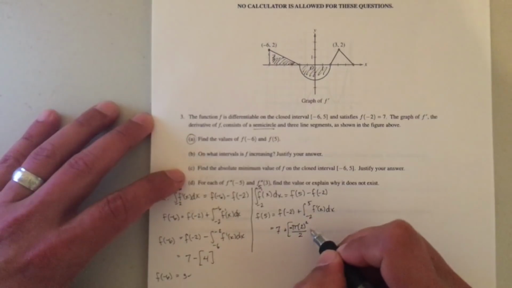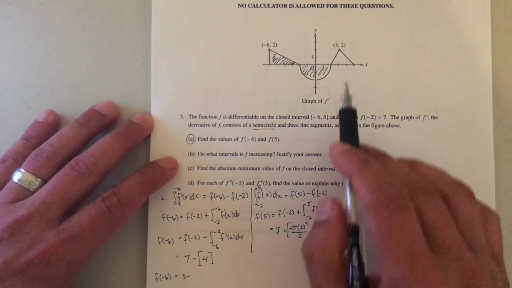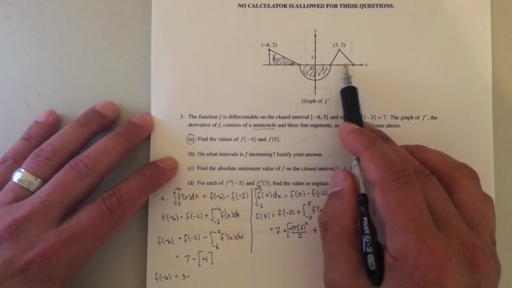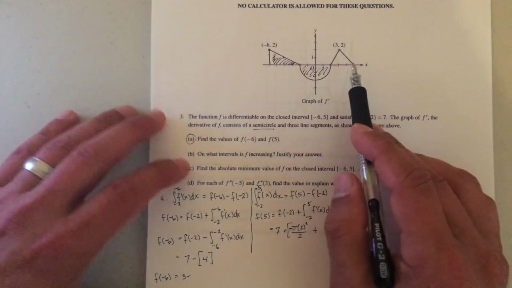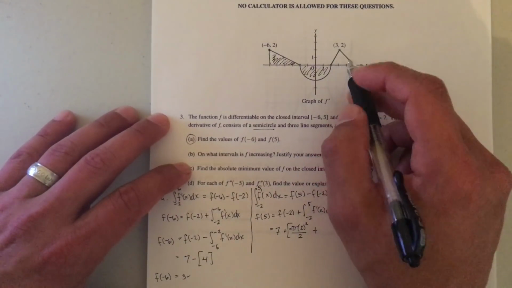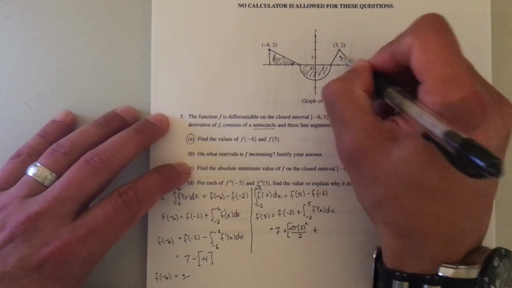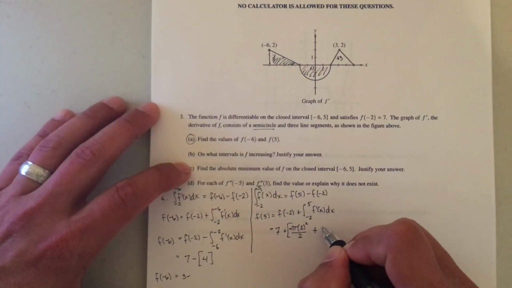Okay. And then plus, well, why plus? Because look, I'm going to find the area of this triangle, which is above the x-axis. So the integral is going to be positive. So this is a triangle. So 1, 2, 3. 3 times 2 is 6. Half of 6 is 3. So that's going to be a positive 3. So the integral is a positive 3.